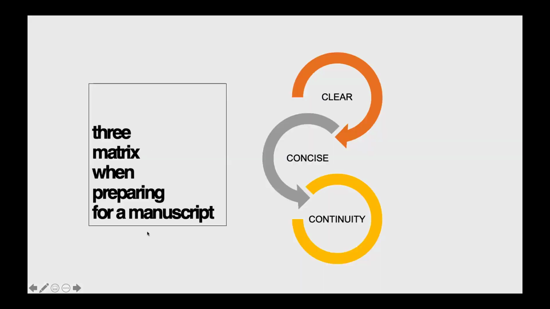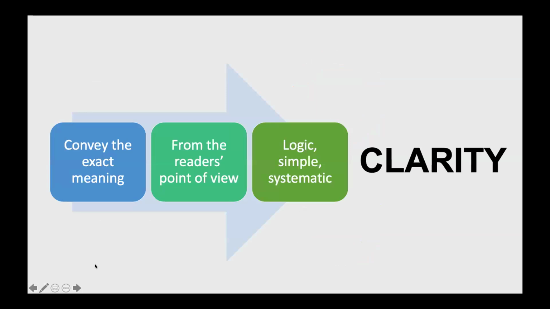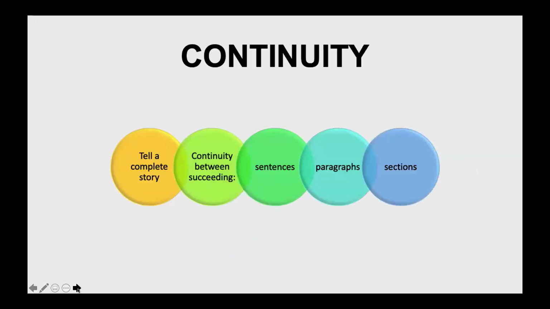Okay, so again, when you prepare the manuscript, it must be clear, it must be concise, it must have continuity. Clear means that all the statements must be really straightforward, as I mentioned just now, and convey the exact meaning. From the reader's point of view, it must be easy to understand, logical, simple and systematic, all right? It must be clear.